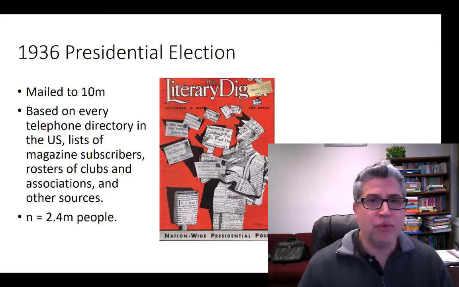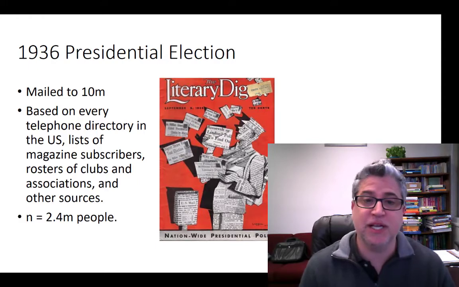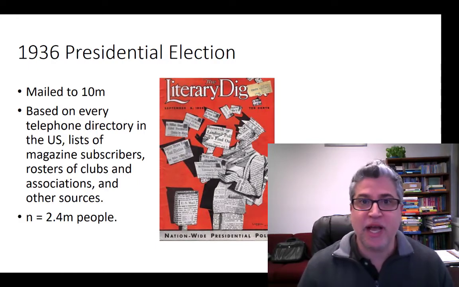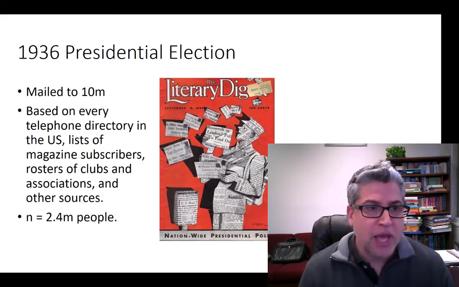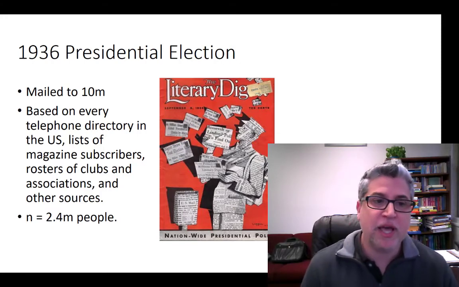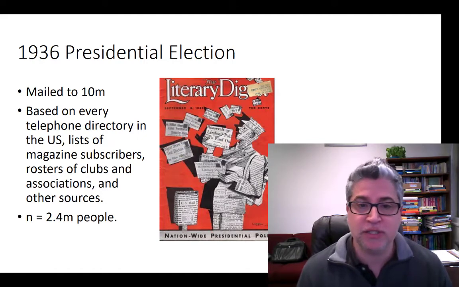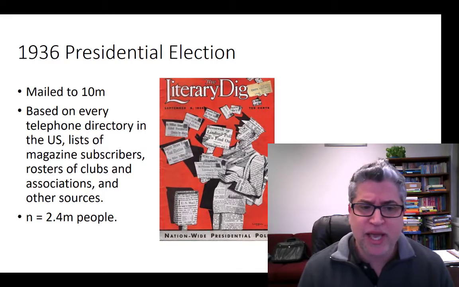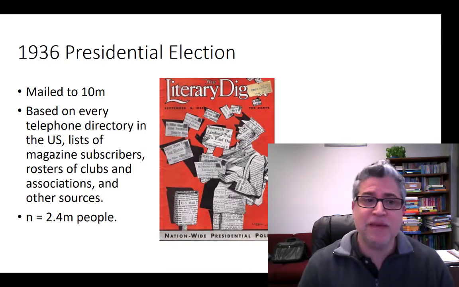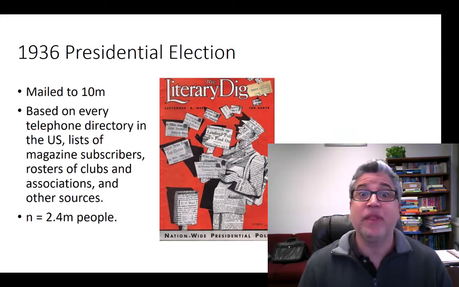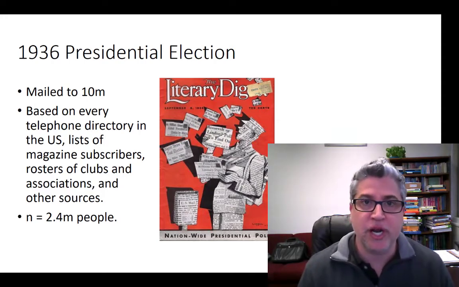They had actually correctly predicted the previous presidential election, so everyone was curious, what was Literary Digest going to predict? And so right before the election, they mailed out 10 million questionnaires, 10 million surveys. That's a huge sample size. And they tried to mail it to as many people as possible. If they could find your mailing address, they were going to try to send you a questionnaire.